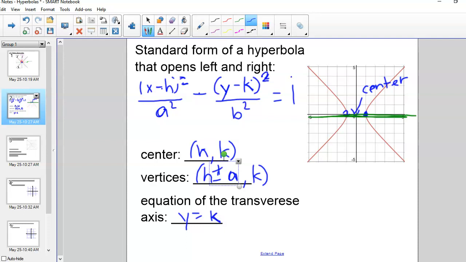There are a lot of other things that I could teach you about hyperbolas. We could find the equations of those slant asymptotes. We could do the conjugate axis. We could do a lot of different things for hyperbolas. However, I do not want to go that into depth with those. So we are just going to stick with center, vertices, and transverse axis.